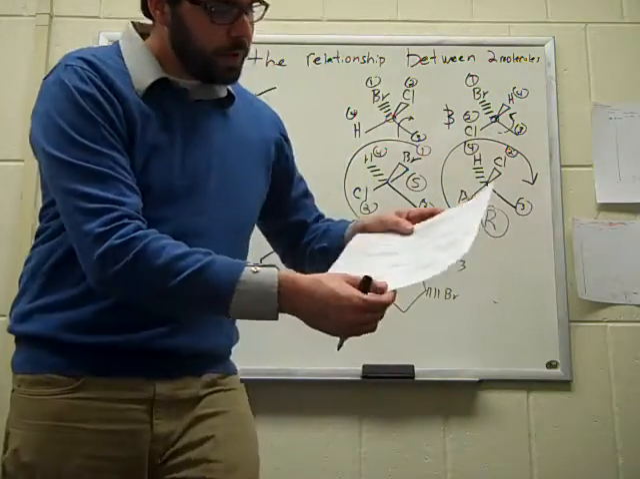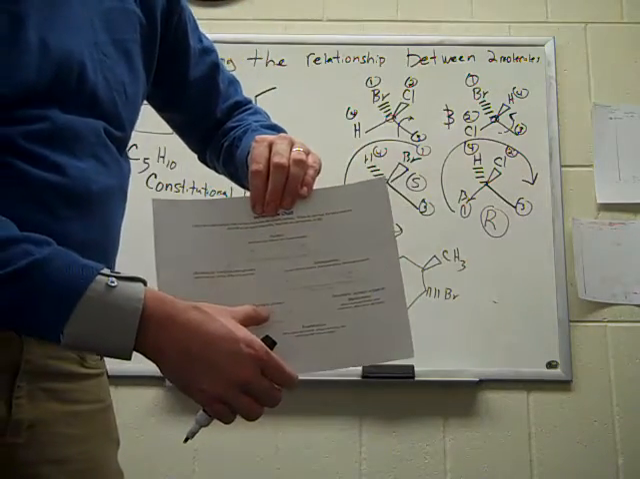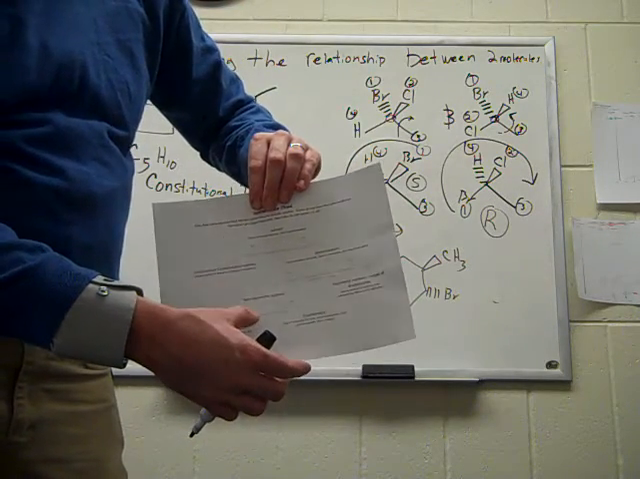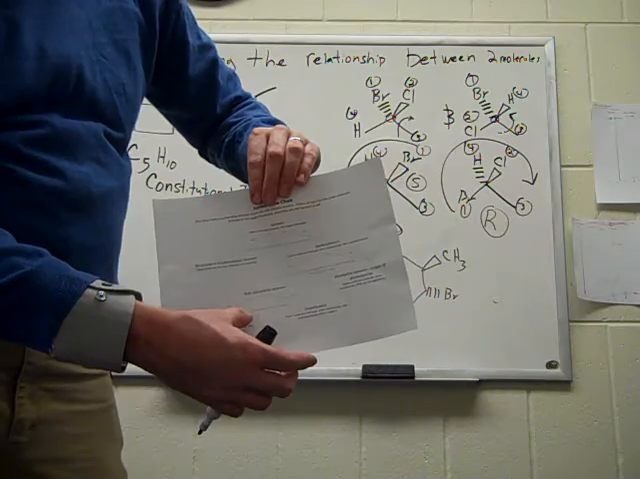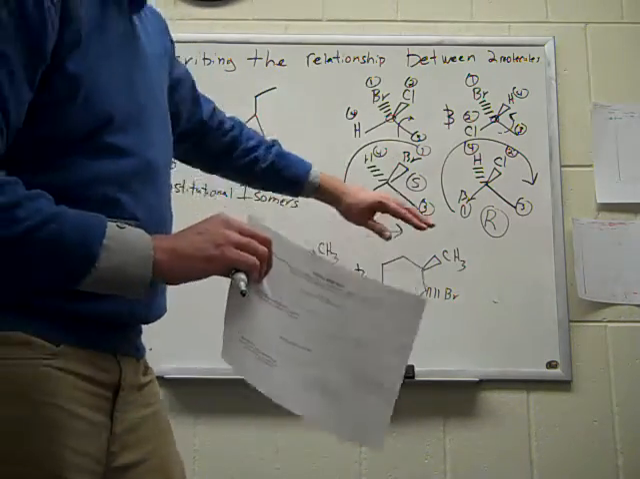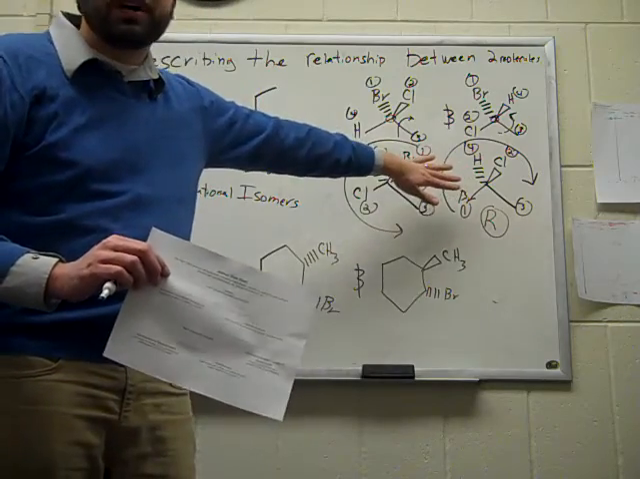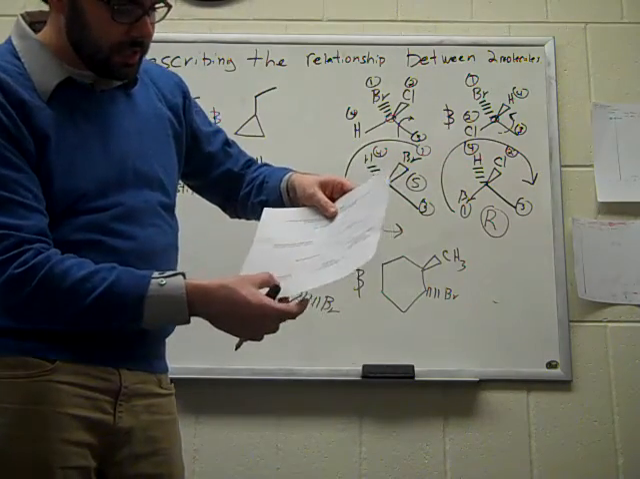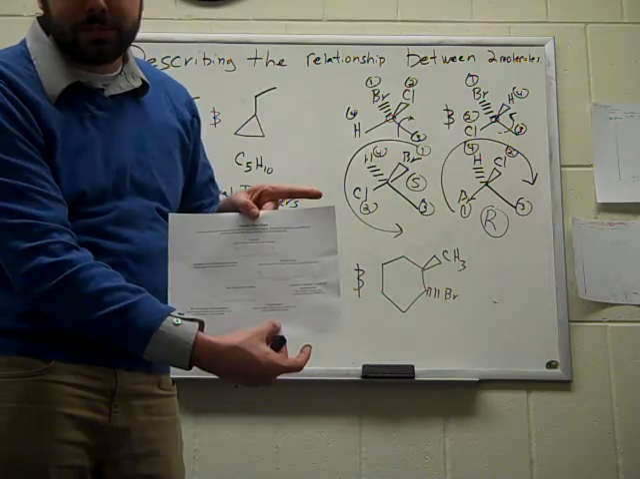So, again, going back to our flow chart, we were originally at non-geometric isomers, and so we've asked ourselves, are this pair of isomers mirror images? And we can say yes in this case. They are mirror images of each other, but they're non-superimposable, so that leads us to enantiomers.